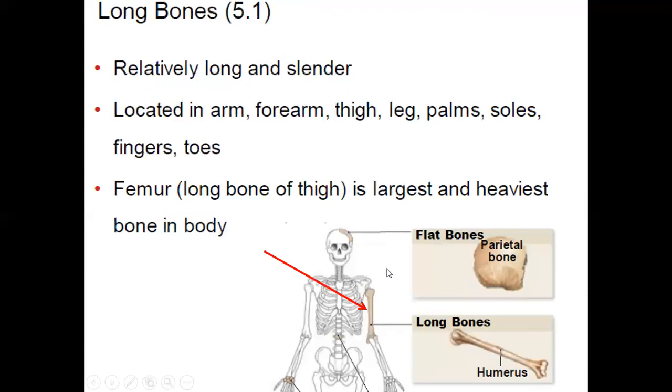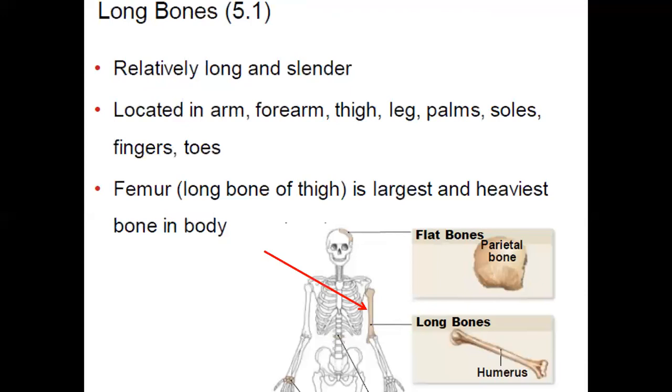Your bones in your hand, so look at your palm. The bones of your hand are called metacarpal bones. The bones in your wrist are carpals. So the bones in your hand are metacarpals. And then your phalanges, your fingers, are made up of long bones as well. You have lots and lots of long bones.